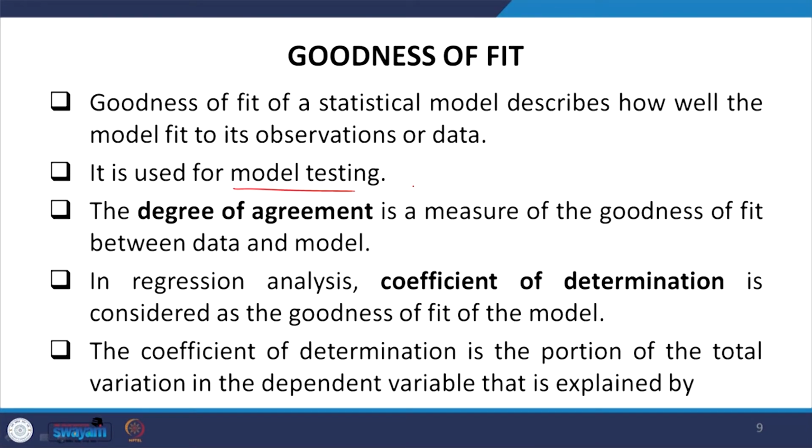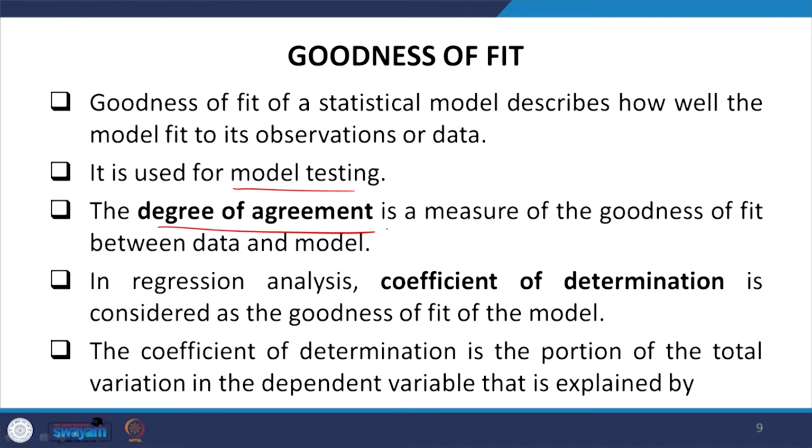Goodness of fit of a statistical model describes how well the model fits its observations or data. The degree of agreement is a measure of the goodness of fit between data and model. The model is basically the fit and the data are the points. So, if the degree of agreement is good, then we have a better estimate.